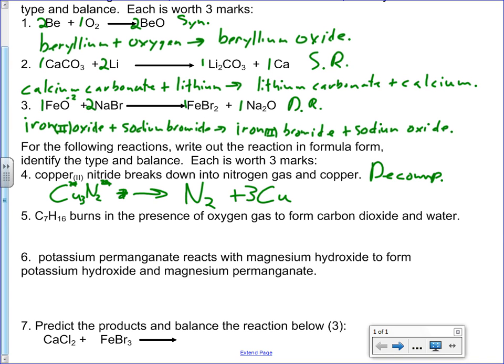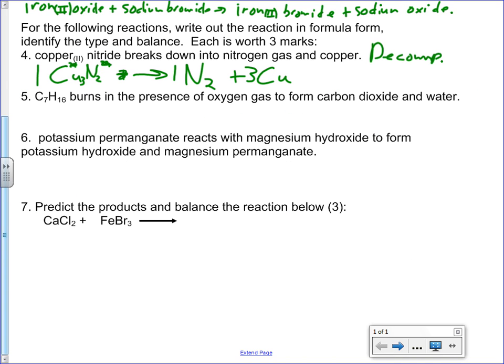All right, so 1 mark for having the equation balanced correctly, either blank, blank, 3 or 1, 1, 3, and the equation written out exactly as I have. 1 mark. Decomp, 1 mark. Okay, dead giveaway on the type of reaction in number 5. Burns means combustion. Okay.